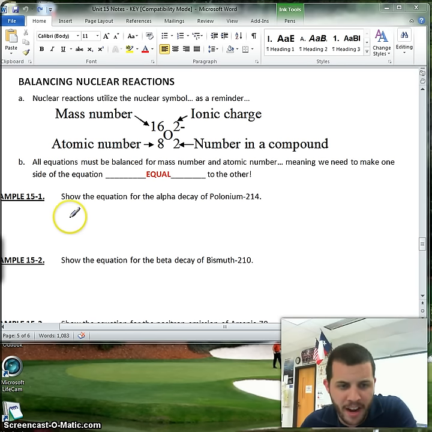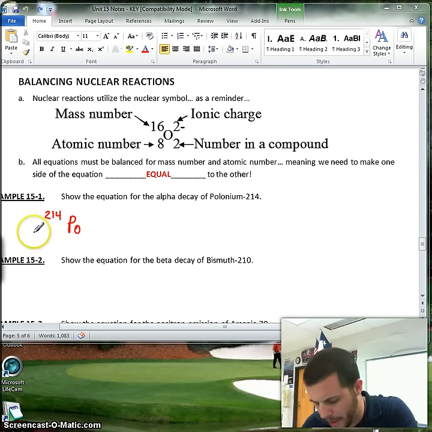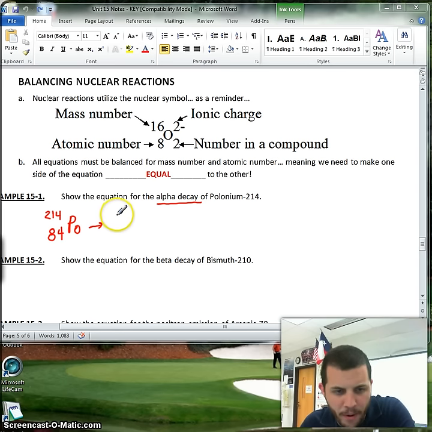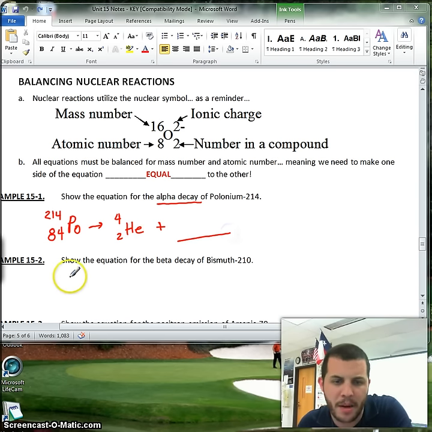So I know that if I have polonium 214, this 214 is the mass number, so it goes top left. The atomic number for polonium, which is 84, goes bottom left. Now, since this is alpha decay, I know that I'm releasing an alpha particle, which looks like this, 4 and 2, He. And I'm going to get something as my product.